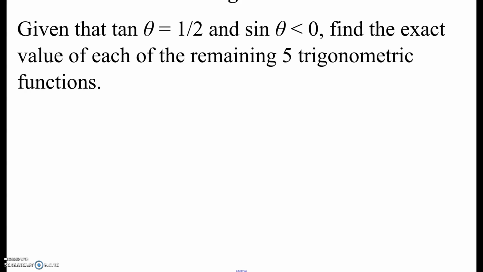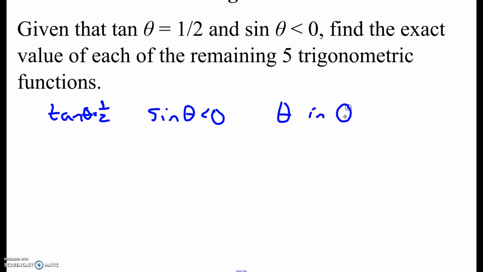So we'd like to start with figuring out in which quadrant this angle is located. We know that tangent is positive, and we know sine is negative. Tangent is only positive in the first quadrant or the third quadrant, and sine is negative in the third and fourth quadrants. So this has to be in quadrant 3.